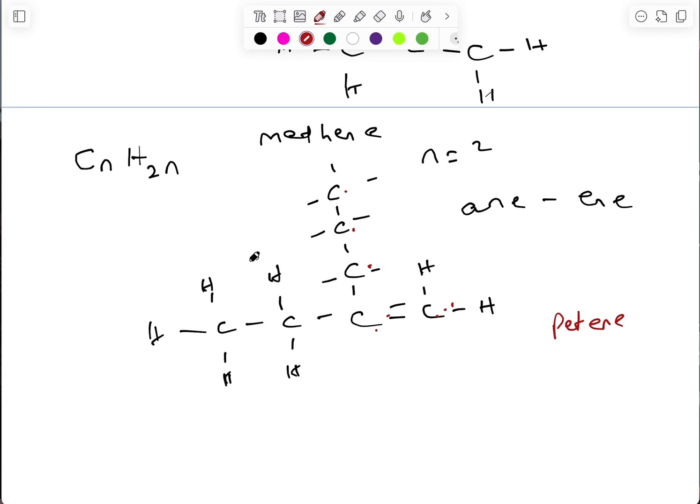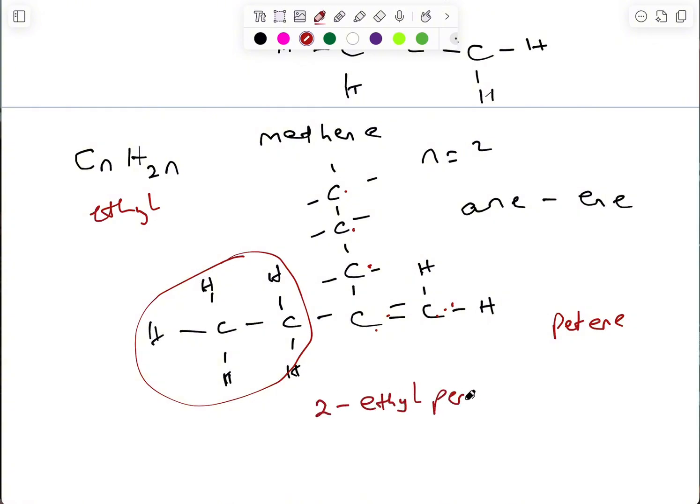What will happen is that this other guy will be an attachment. And what attachment is that? It is 1, 2, that's like from the 8th group. So since now an alkyl group, it will be ethyl. So let's name this now. That is on carbon number 2. So you have 2 ethyl pentene. And that is the name of this guy.